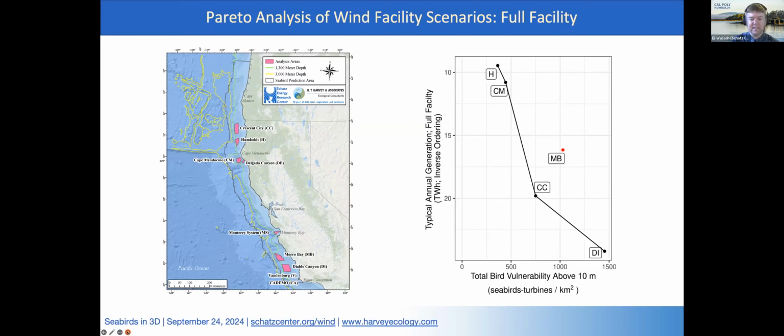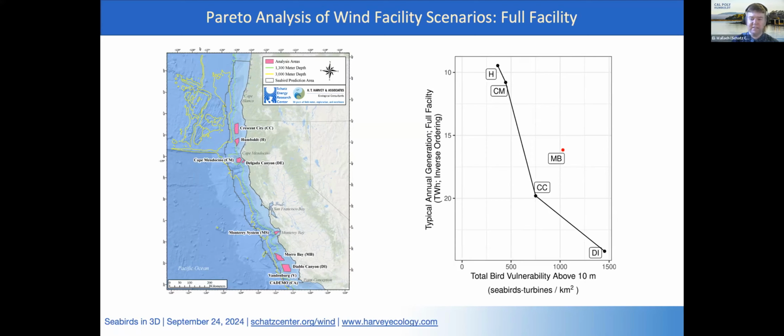We can see that with the exception of Morro Bay, each of these locations falls along the Pareto front, offering a different balance of generation and vulnerability to seabirds. This additive metric is not without its flaws, though, as it considers each additional turbine added to the facility as having the same impact as an existing turbine.